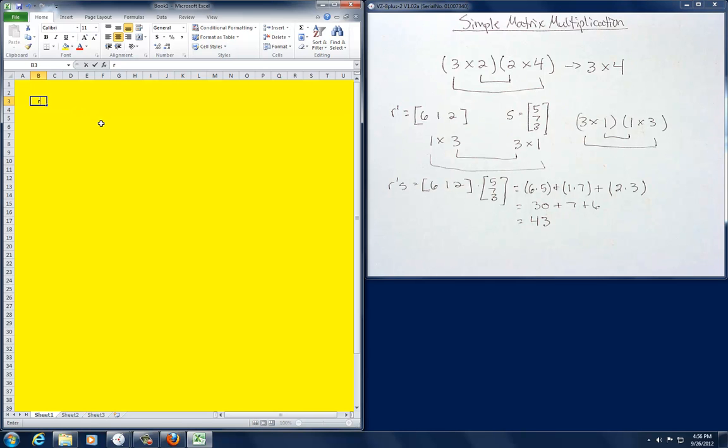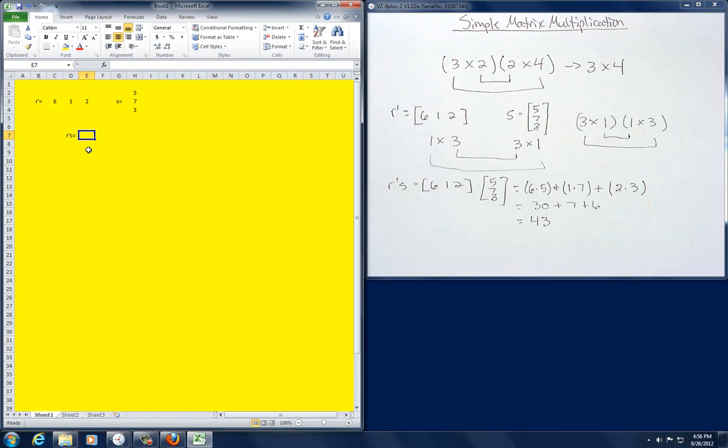Okay, so we have R transpose, it's equal to 6, 1, 2. And then we have S, which is equal to 5, 7, 3. So when we multiply these two, we're going to get R transpose S.